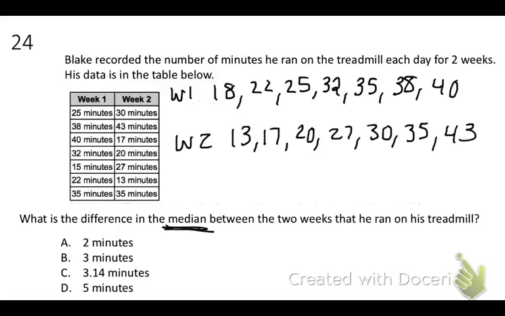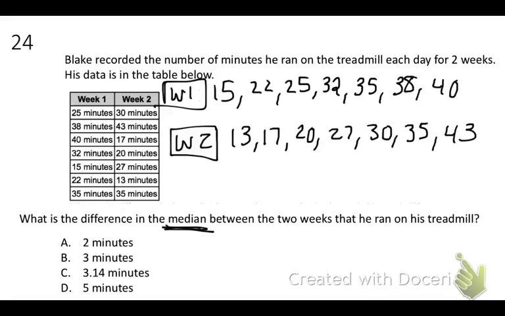So as you can see, I already put these in order for you. Anytime you're asked to find the median, you need to put your numbers in order. So we have week 1. Starts with 15, not 18. 15, 22, 25, 32, 35, 38, 40. Week 2, 13, 17, 20, 27, 30, 35, 43.